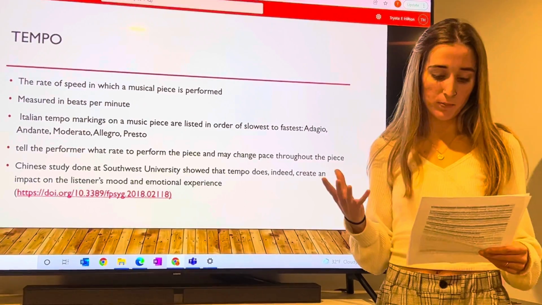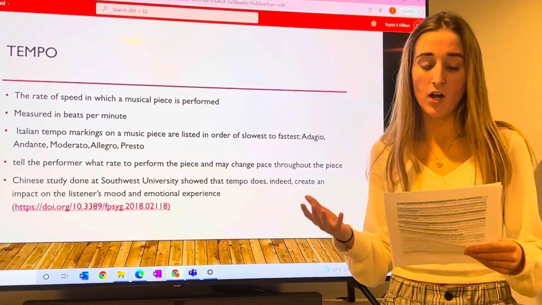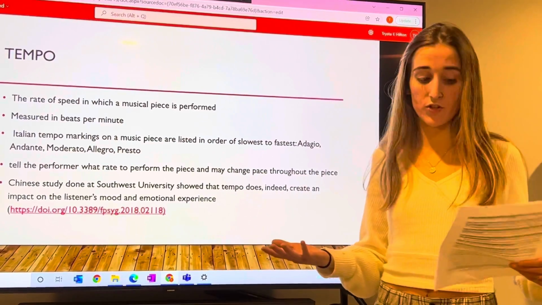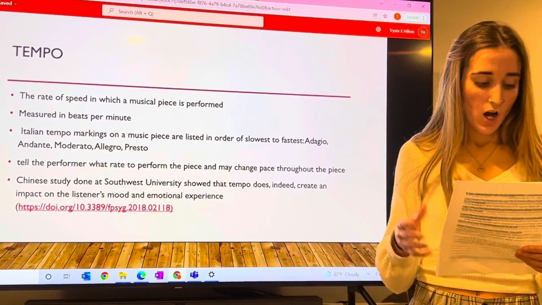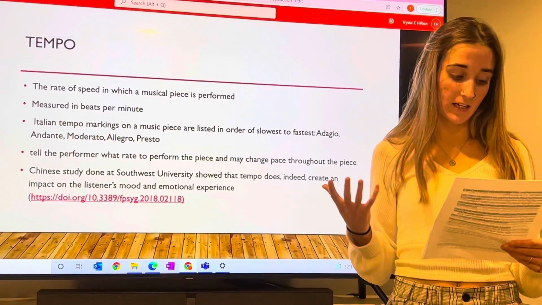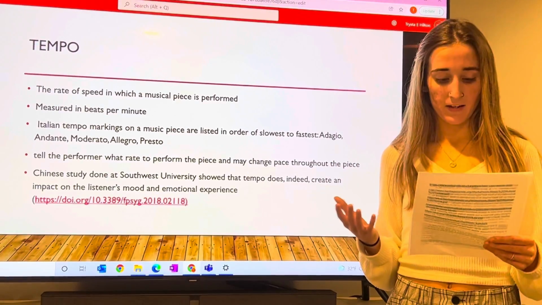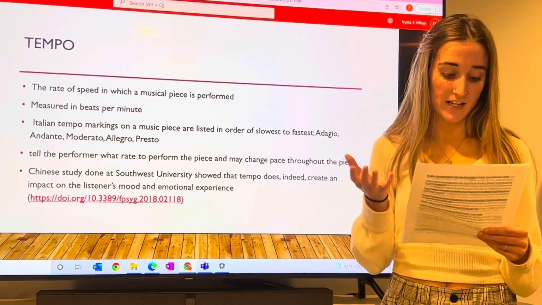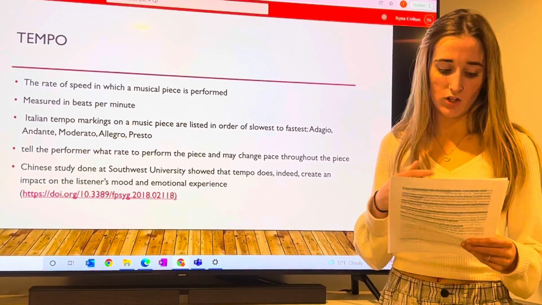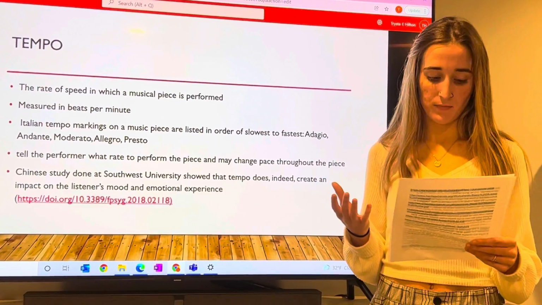These markings tell the performer what rate to perform the piece and may change pace throughout the piece when building up to or down to the desired mood that the composer wants listeners to feel. A Chinese study done at Southwest University showed that tempo does indeed create an impact on the listener's mood and emotional experience. Fast music evoked a positive reaction for its listeners, while medium-paced music evoked the strongest emotional arousal and lowest emotional reactiveness.